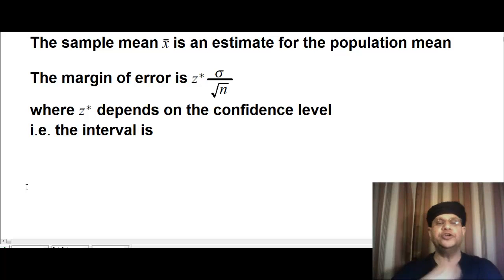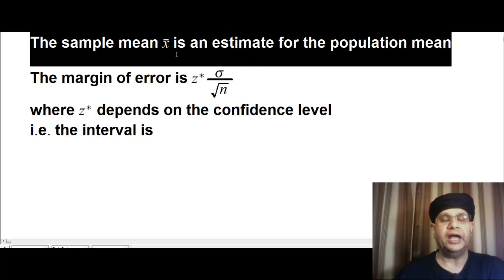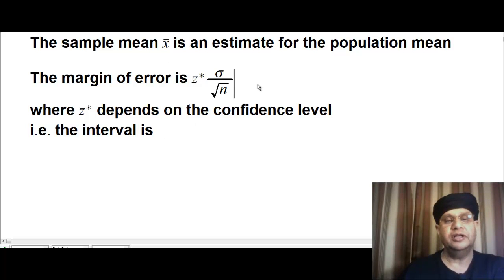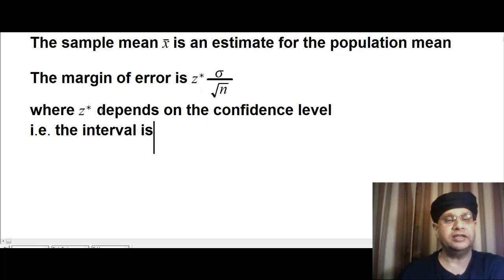Okay, so we are going to discuss confidence intervals for population mean in this video. And so how do we construct that confidence interval? We take a simple random sample, and the mean of that sample, x bar, is an estimate for the population mean. And if the population has a normal distribution, then we can use z star times population standard deviation over the square root of sample size as the margin of error. All right, and z star will depend on the confidence level.